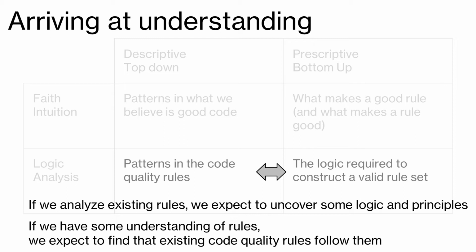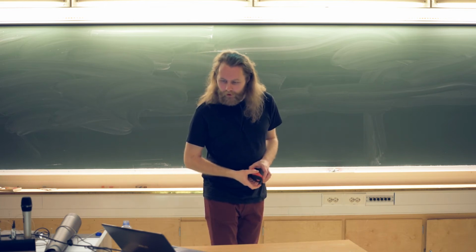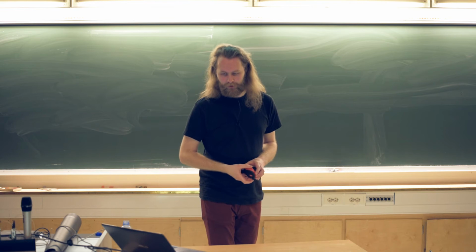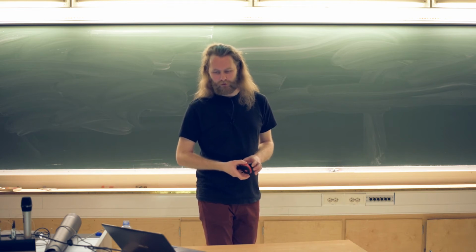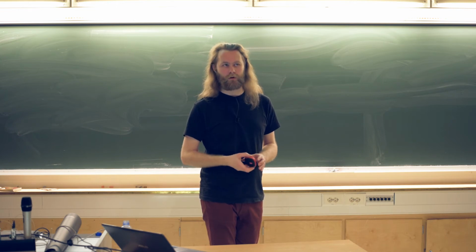And if we go the other way, if we have some understanding of what makes a set of rules a good set of rules, not just an individual rule, but a property for the set of rules, we expect that the code quality rules follow this set-wise logic. So if we go this other way around, we should be able to bridge the gap between our understanding of the rules for code quality and the properties that make the code good.